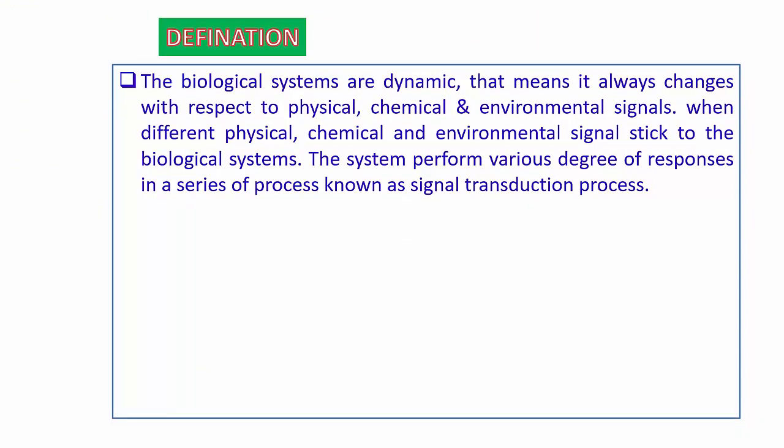Biological systems are dynamic. That means they always change with respect to physical, chemical and environmental signals. When different physical, chemical or environmental signals strike a biological system, the system performs various degrees of responses in a series of processes or cascades of chemical reactions, known as the signal transduction process.